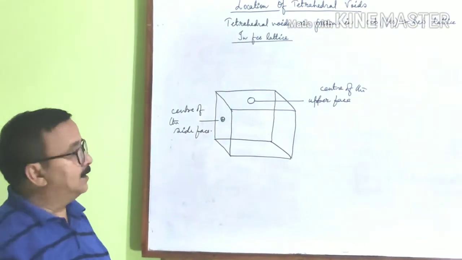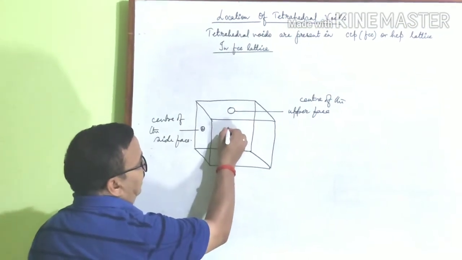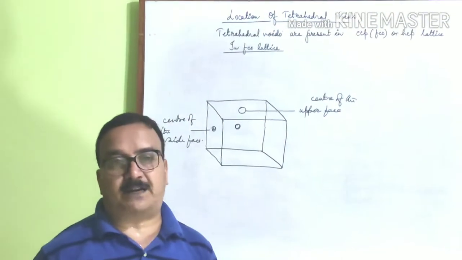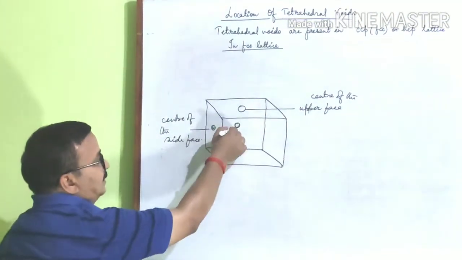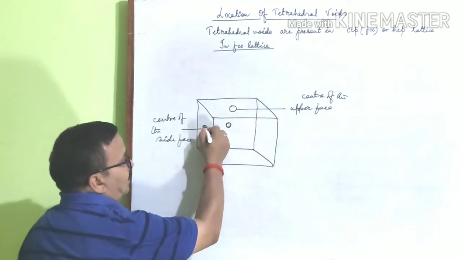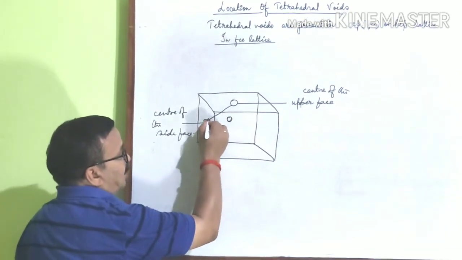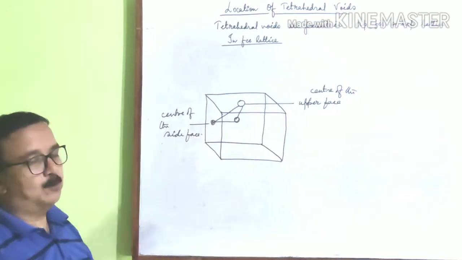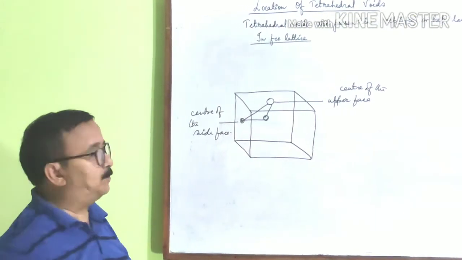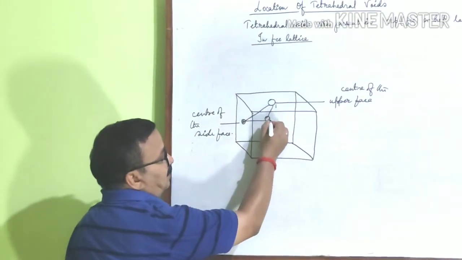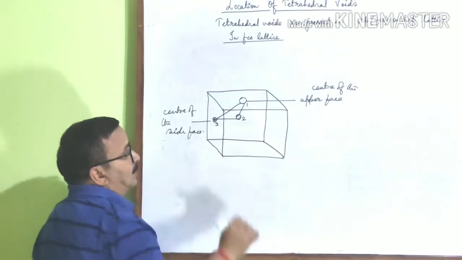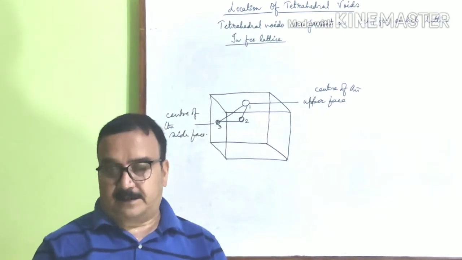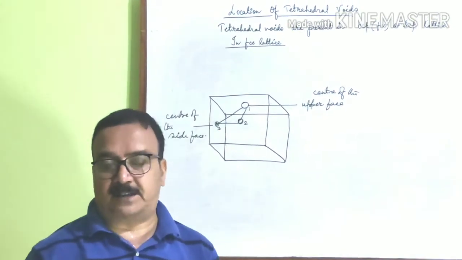Another sphere we are considering at the center of the back face. So when these three spheres are connected to each other, it forms a triangular base. If we number these spheres 1, 2, 3, then these three spheres form a layer. These three spheres are present in one layer.